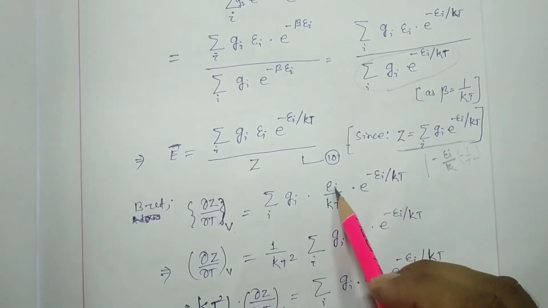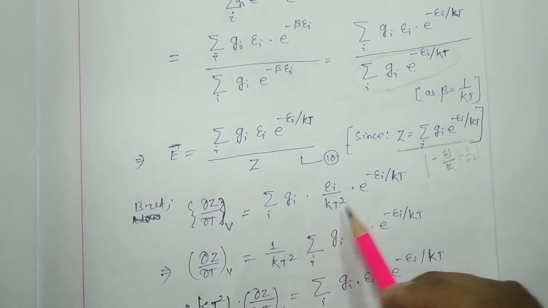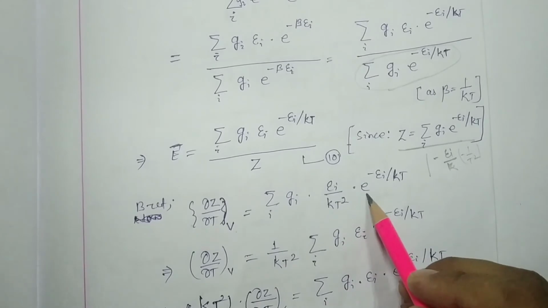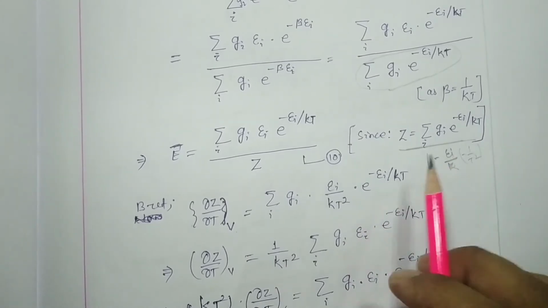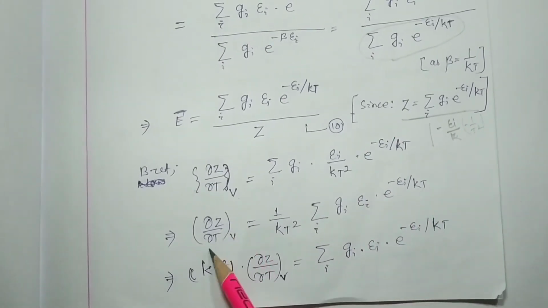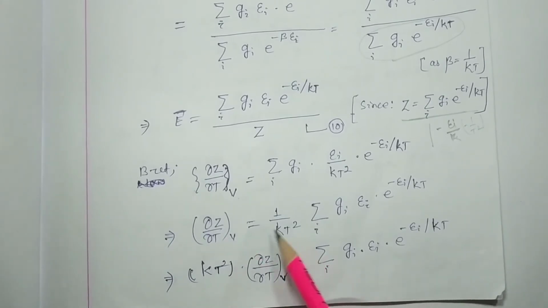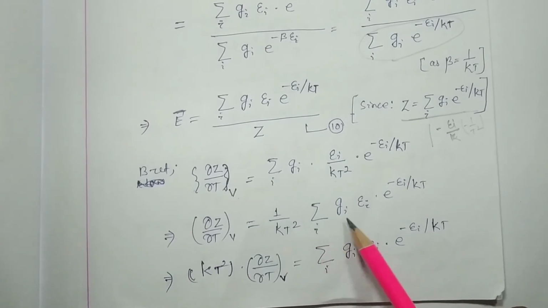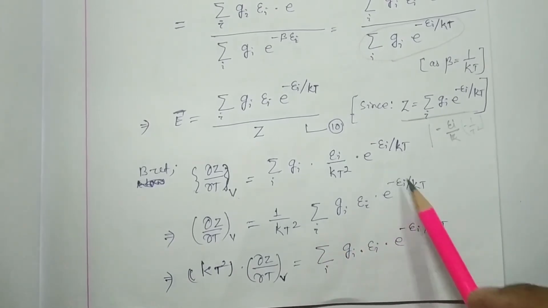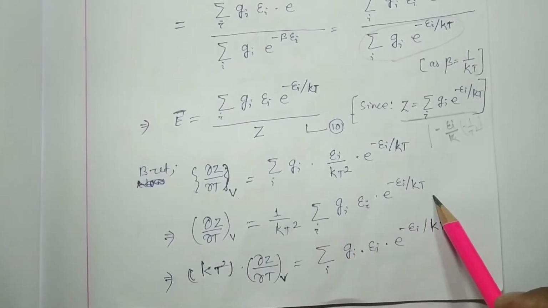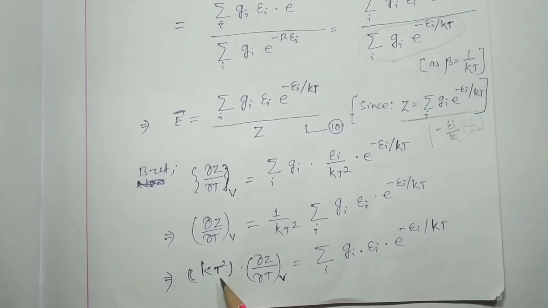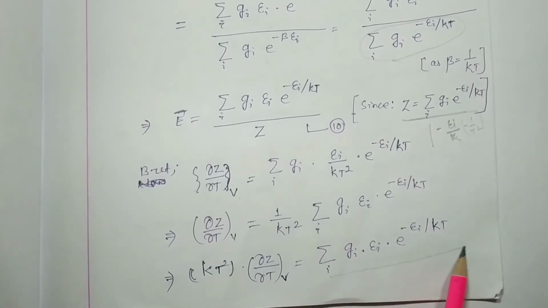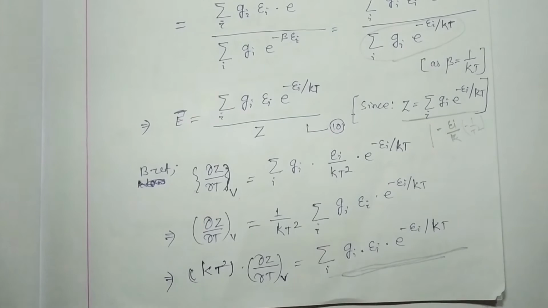So we find epsilon i by kT square, minus minus plus, into e to the minus epsilon i by kT. So here del z by del t at constant volume will be equal to 1 by kT square, summation over i gi epsilon i e to the power minus epsilon i by kT. So this can be written as kT square into del z by del t at constant v will be this much.